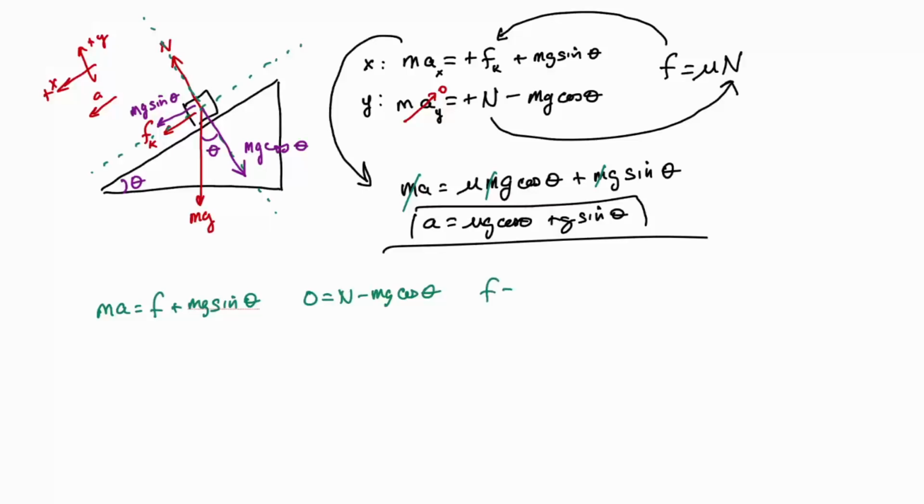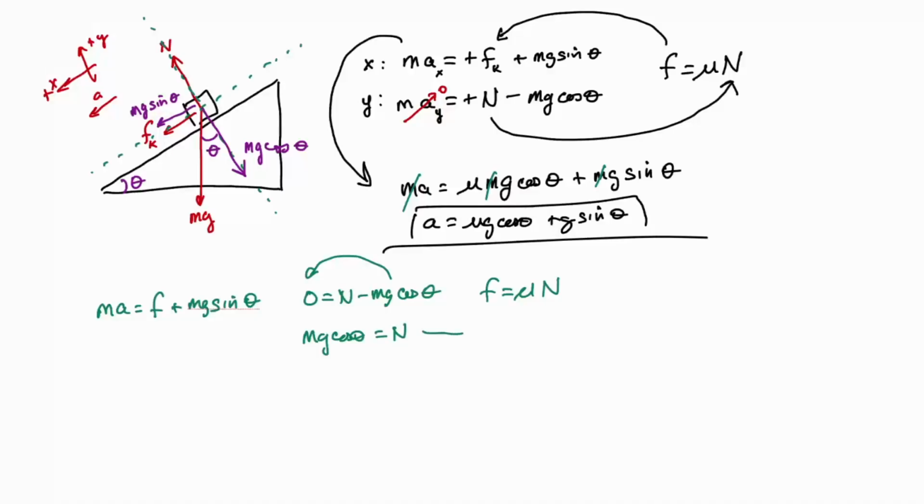Okay, and so those are the three equations I have, right? I want a. a is what I'm after, and I need to get rid of things that I can substitute away, right? So I'm going to start with the middle equation just because it's simple to solve. If I move the mg cosine theta over to the other side of the equal sign, what happens? It becomes positive mg cosine theta. Right? So that's what my normal force is.